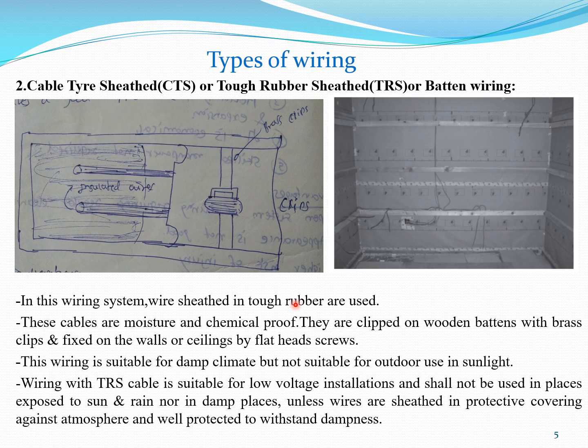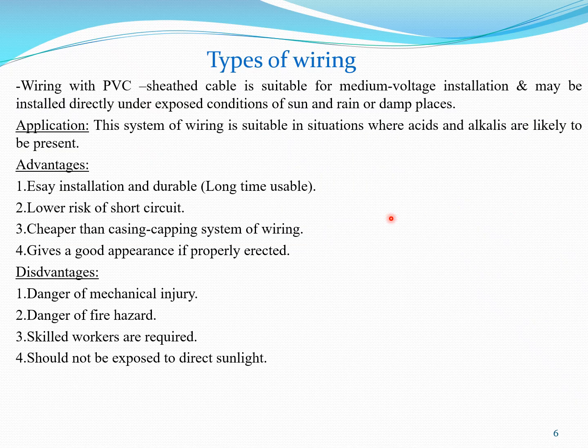The wiring system with TRS cable is suitable for low voltage installation and shall not be used in places exposed to sun and rain, nor in damp places, unless wires are sheathed in protective covering against the atmosphere and well protected to withstand the dampness. Wiring with PVC sheathed cable is suitable for medium voltage installation and may be installed directly under exposed conditions of sun and rain or damp places.